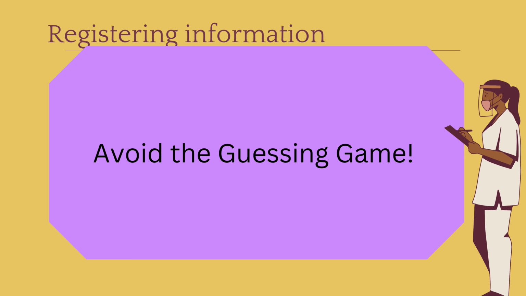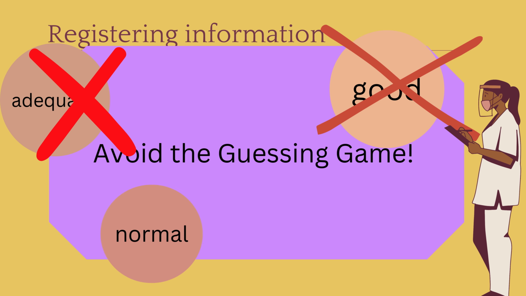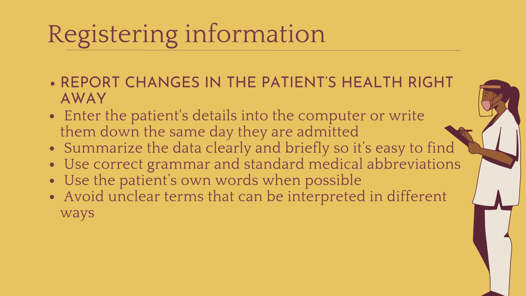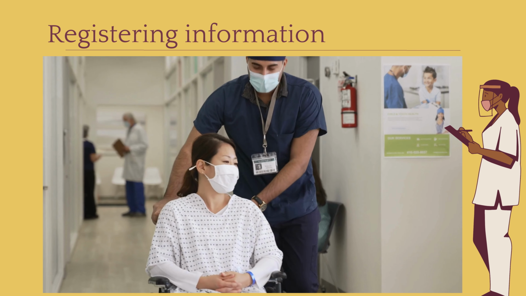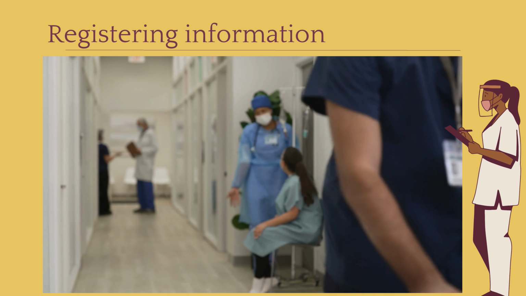Now, avoid the guessing game too. You need to avoid words like adequate, good, or normal because those are too vague. And what could be normal for one person may not be normal or good for another person. So be specific. When you're documenting a wound, don't say the wound is big or huge. No, give the exact measurements of the wound. Okay? When you're precise, precision saves time, it prevents error, and it helps the entire healthcare team provide top notch care.